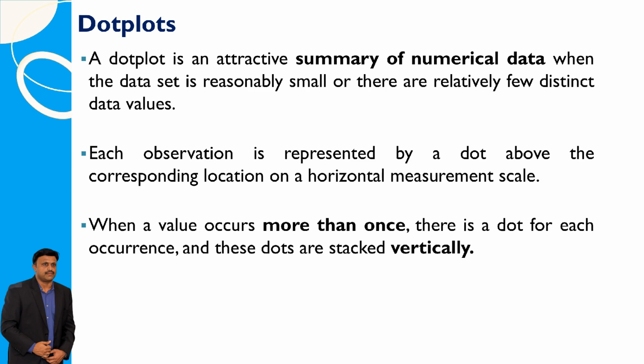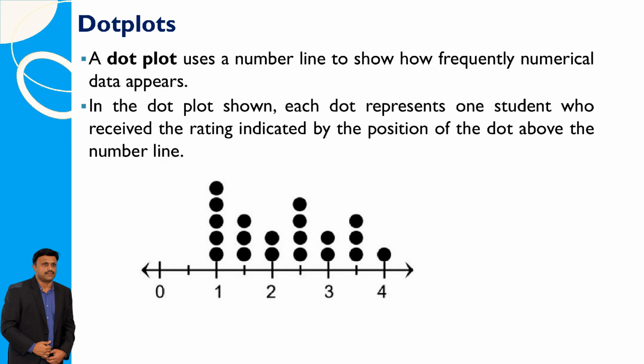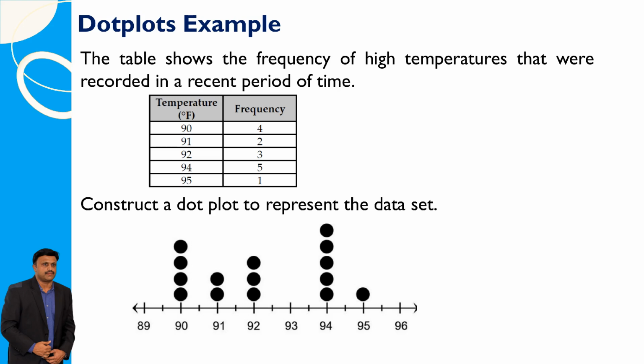In a dot plot, each observation is represented by a dot placed above the corresponding point on a horizontal scale. If a value appears multiple times, dots are stacked vertically to represent each occurrence. A dot plot visually represents the frequency of numerical data using a number line, where each dot signifies one student who received the rating indicated by the dot's position above the number line. The table displays the frequency of high temperatures recorded over a recent period. Construct a dot plot to represent this data set.